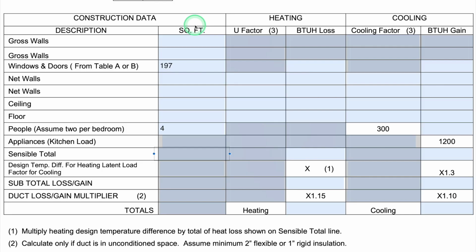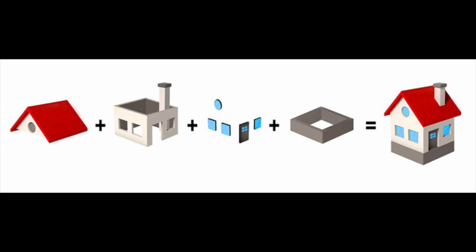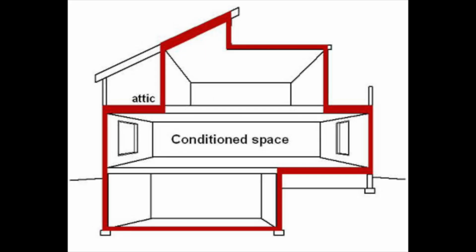So if we get this part wrong, the rest of the calculation's not going to be accurate. If we get it right, everything's going to start lining up the way it should be. So let's take our time and go step by step. So the construction data section records really details about the walls, windows, doors, ceilings, floors, and other components that make up the building envelope. An envelope refers to a barrier in the home that separates the outside from the inside.